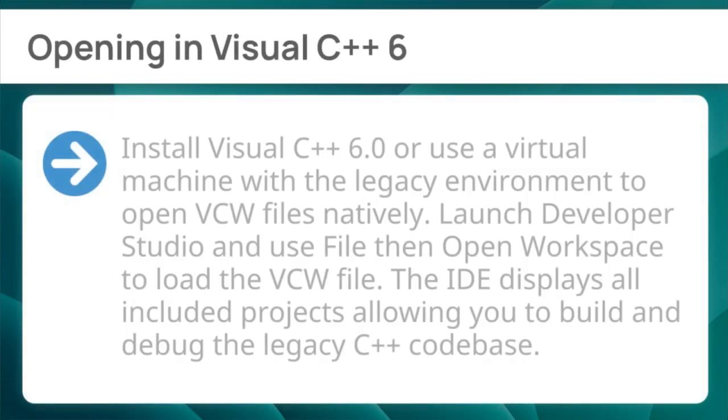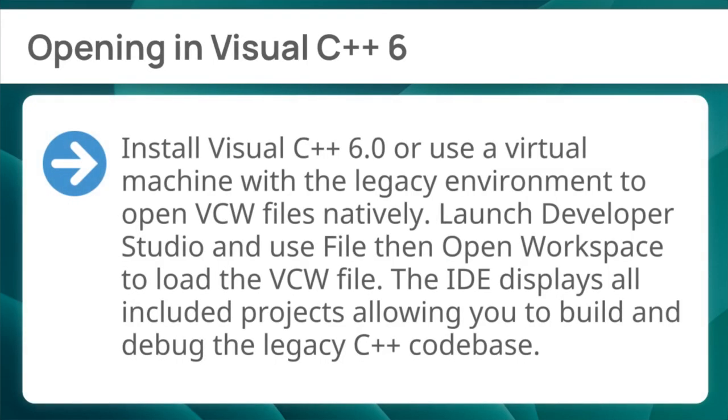First, opening in Visual C++ 6. Install Visual C++ 6.0 or use a virtual machine with the legacy environment to open VCW files natively. Launch Developer Studio and use File then Open Workspace to load the VCW file. The IDE displays all included projects, allowing you to build and debug the legacy C++ codebase.